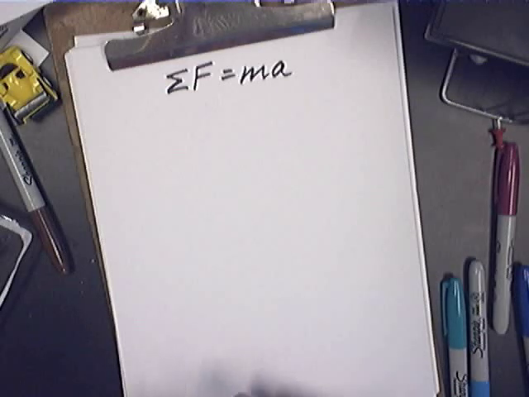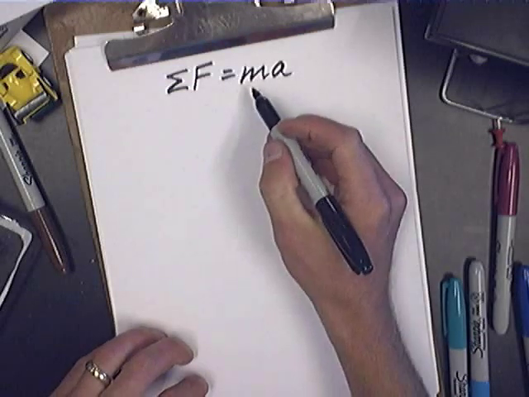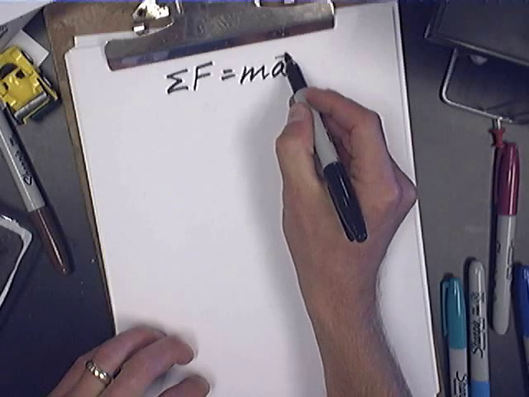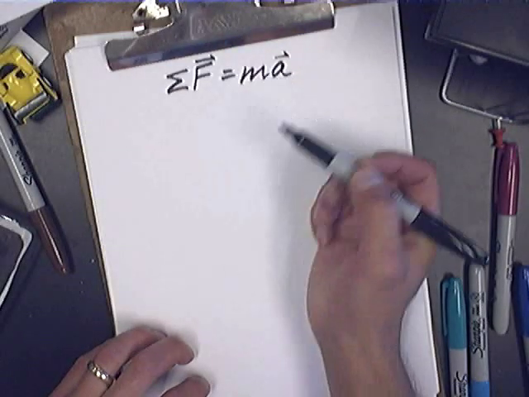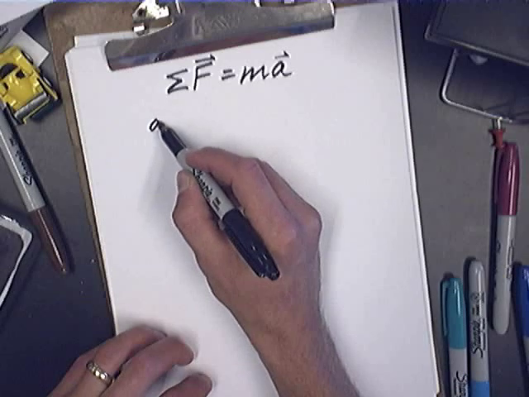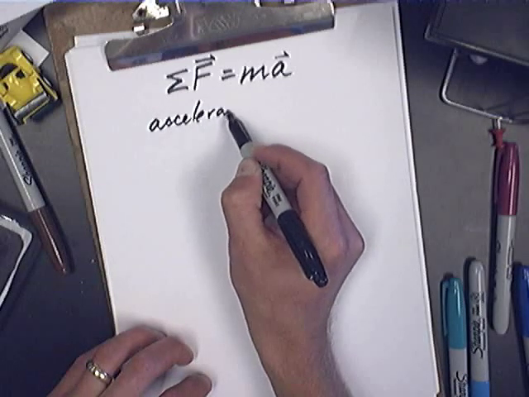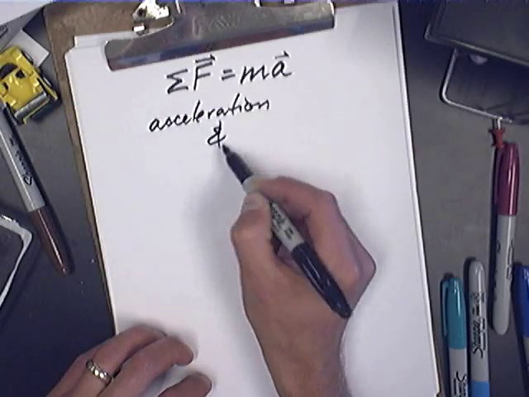So here we have Newton's second law. The sum of the forces equals mass times acceleration. Acceleration is a vector, so that means forces are a vector. And the acceleration is always in the same direction as the force.